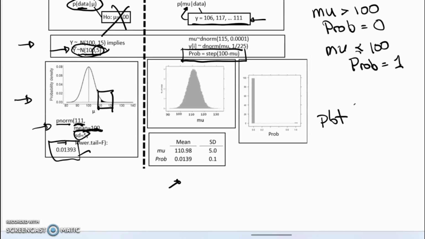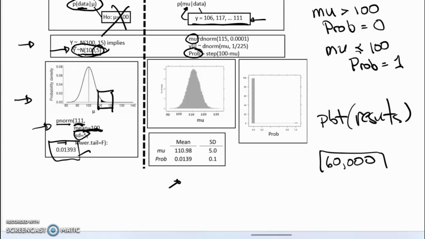So what the Bayesian can do is come over here and plot results. And we're going to look at these two parameters: mu and prob. The whole idea is that as JAGS goes on its random walk, it's going to come up with 60,000 values of mu and prob, and it's going to produce these histograms with plot results. So there's our 60,000 values of mu presented as a histogram. And here are our 60,000 values of prob.